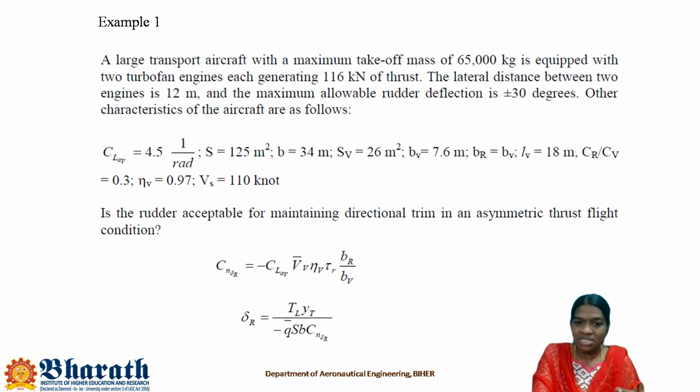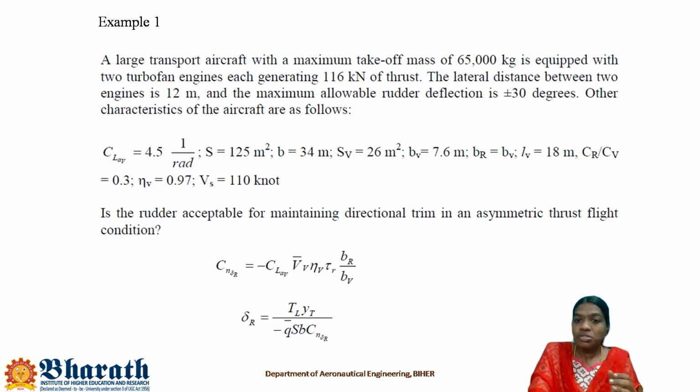So you have to use this directional control derivative, C n delta R, calculate it, and from that calculate the value of deflection of the rudder and check it. If that value is less than the maximum allowable rudder deflection, then the rudder is acceptable for maintaining the directional trim, no issues at all. But if this value is greater than plus or minus 30 degrees, then it is not possible for the aircraft to maintain its equilibrium position.